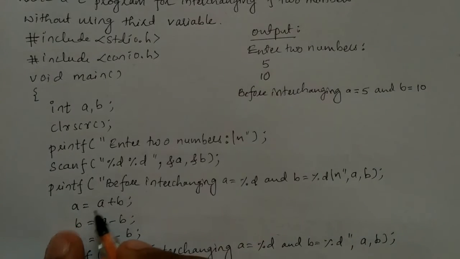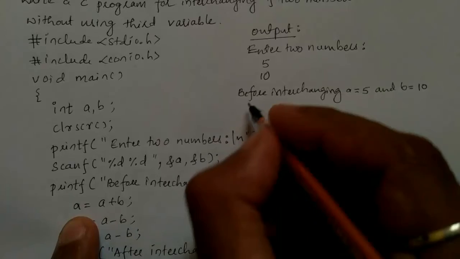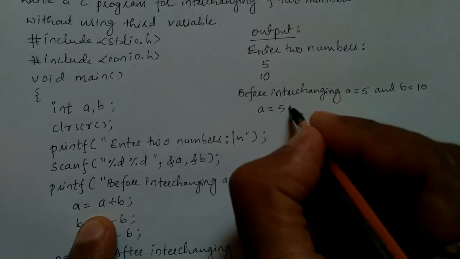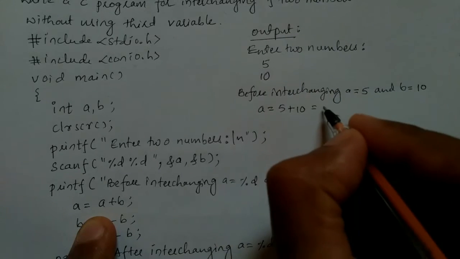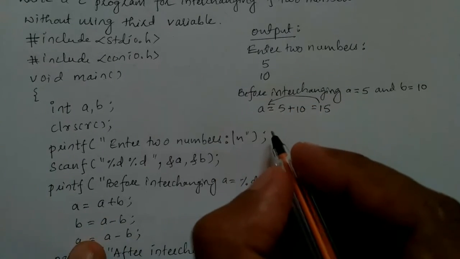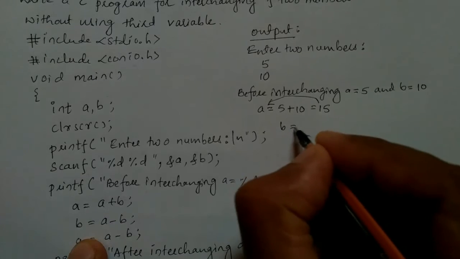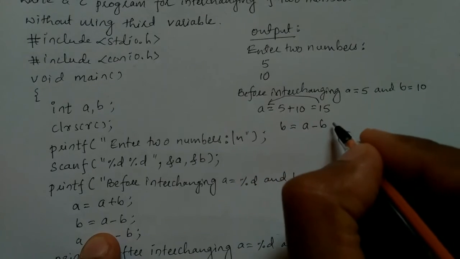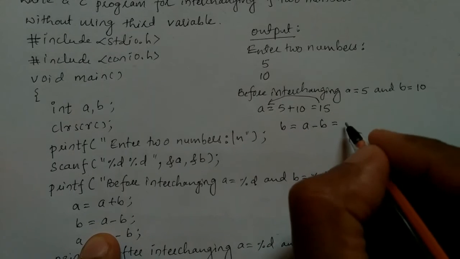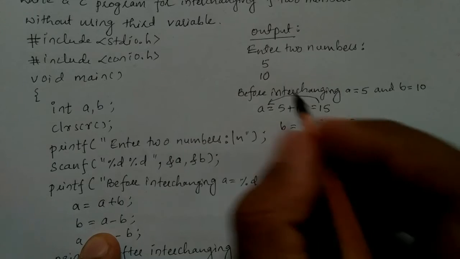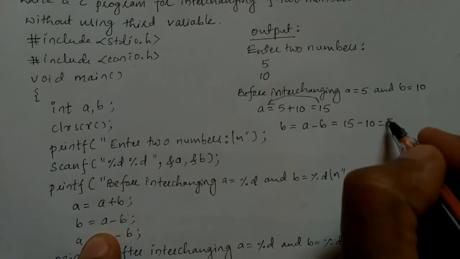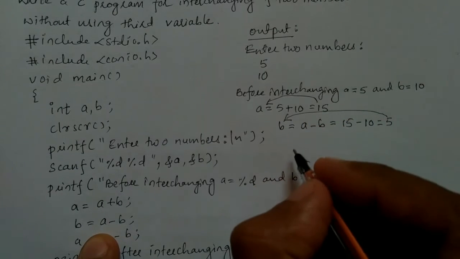Now comes to logic. So when we look at this logic, we'll write a is equal to a plus b. What is a? A is 5 plus b is what? 10. So 5 plus 10 is 15. So this value is stored in a variable called a. Now second statement, b is equal to a minus b. Here you can see what is the value of a now. Now it has changed to 15. 15 minus b. What is the value of b? 10. So that is 15 minus 10 is equal to 5. So this value will be stored in a variable called b.